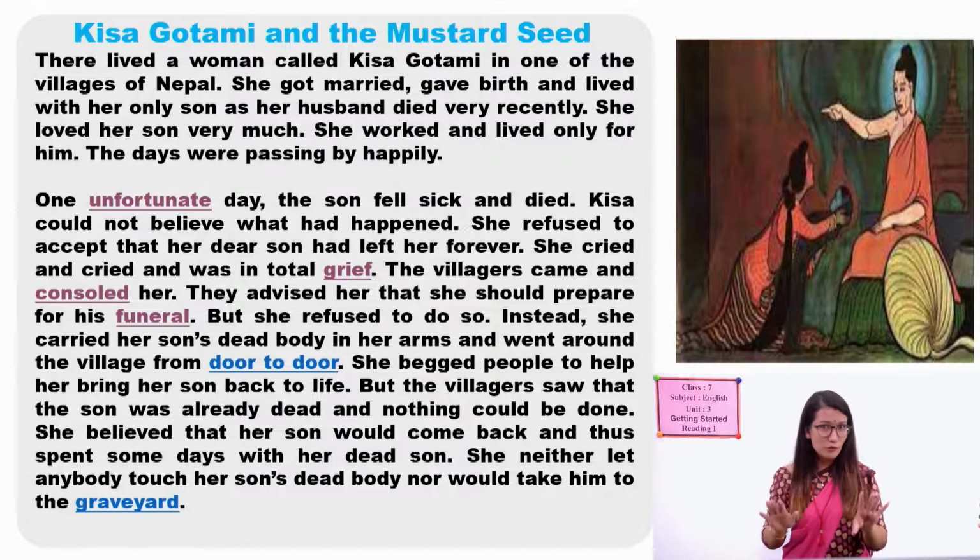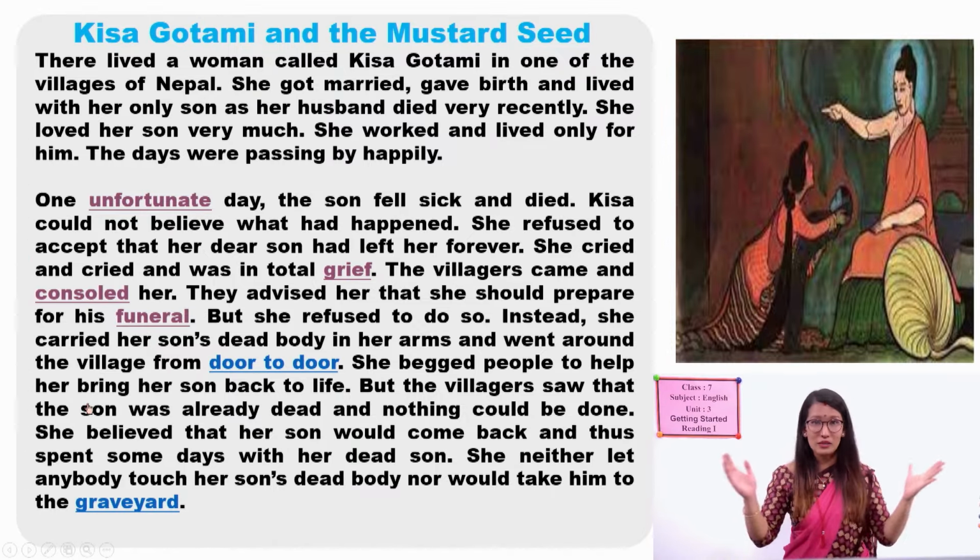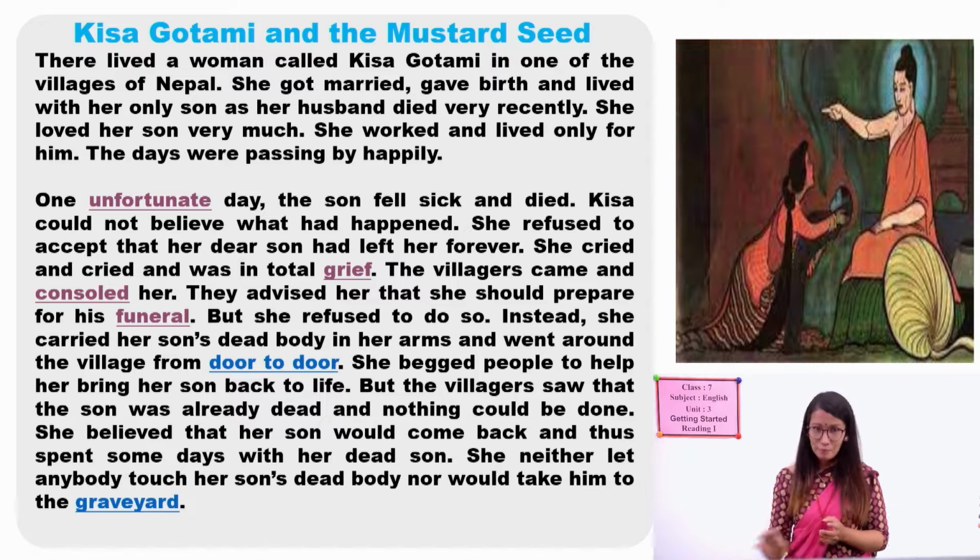But Kisa refused because she loved her son and she was blind in his love. Yes? Okay. So, door to door. Look, see, what did she do? Instead, she carried her son's dead body in her arms and went around the village from door to door. She went to every person, that means. Another word is graveyard. What does graveyard mean? Exactly.